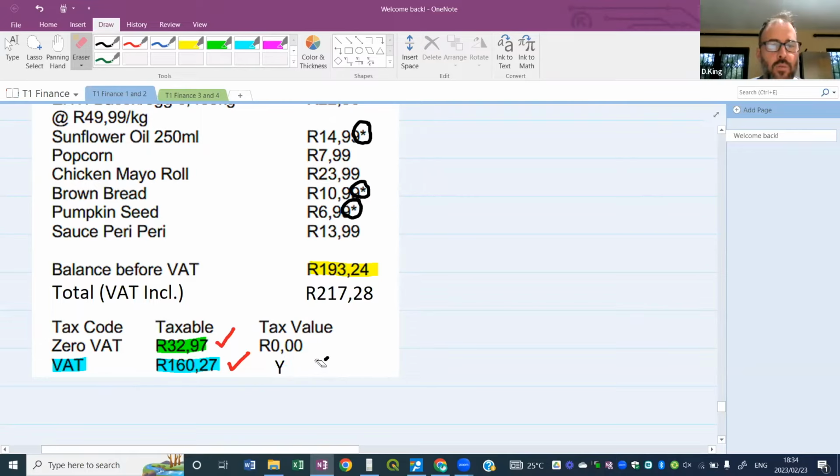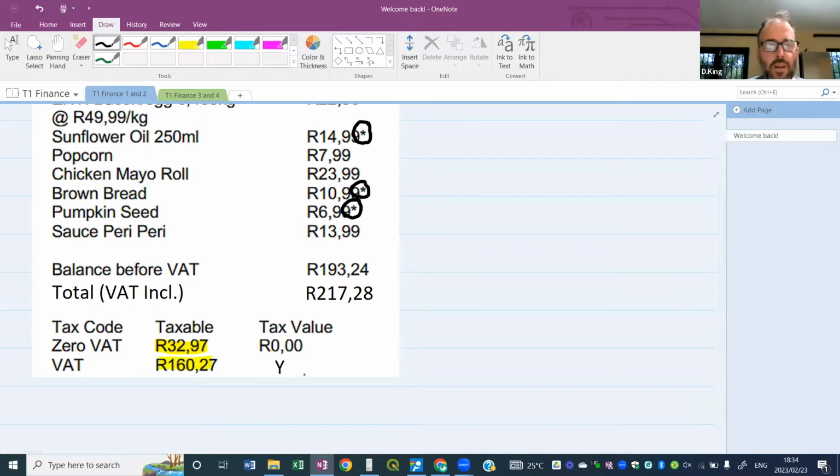All right, let me run through this one more time. So in an invoice, the shop has to show you all the VAT rated items and the zero VAT rated items, which are basic food things for all South Africans. And you can see the zero rated food items with the asterisks. Now the shop has to show you the difference between the two. So what the shop has done is it said all your zero rated items with an asterisk are down here at 32 Rand 97. Your other items, which you have to pay VAT on, are here at 160 Rand 27.